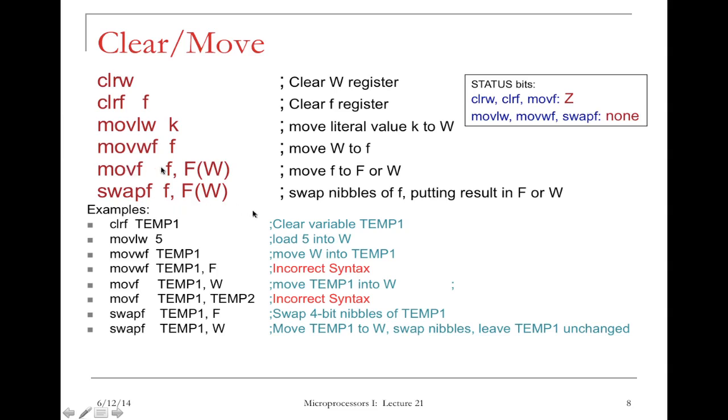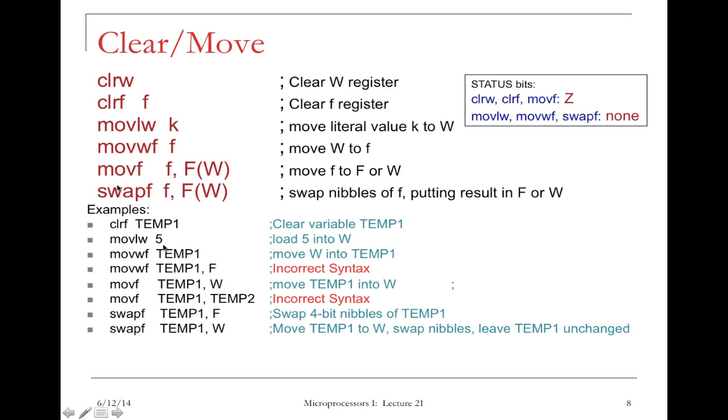You're going to swap the upper 4 bits with the lower 4 bits of the register and put the result into the source register, source operand, or the working register. Let's go through the following examples. Clearf temp 1. Let's assume this temp 1 is declared in one of the C blocks. Okay? So clearf temp 1 is going to put 0 into this variable.